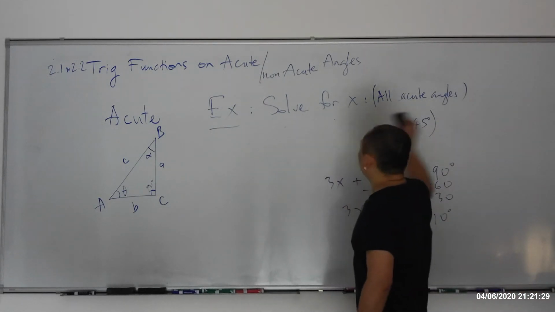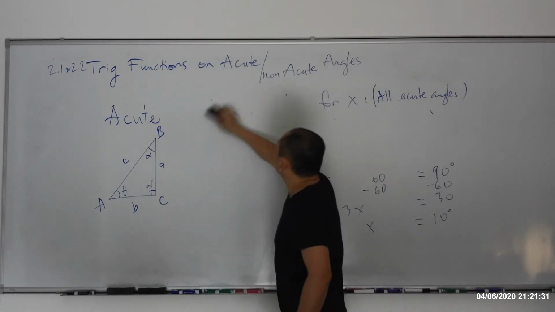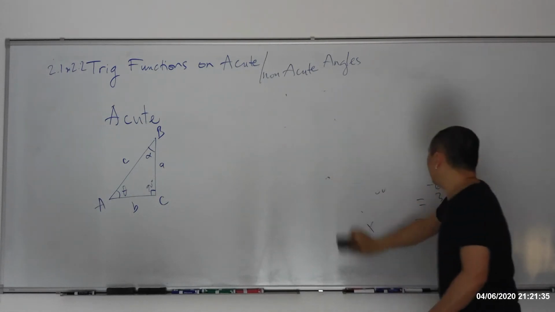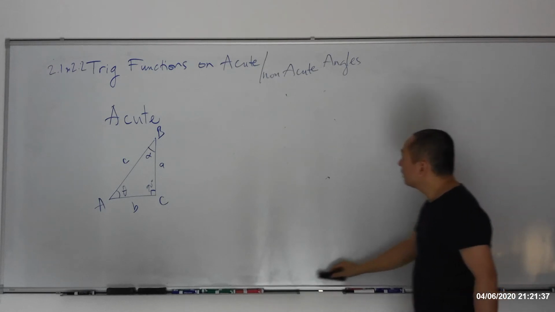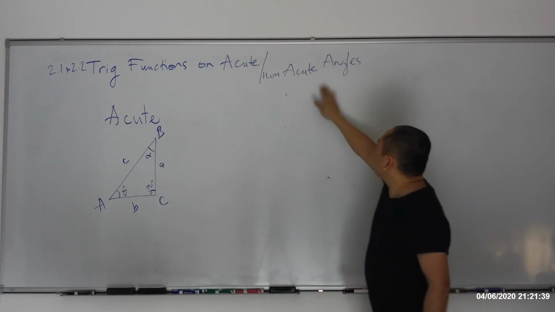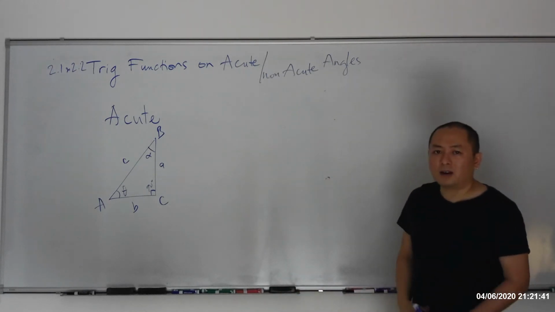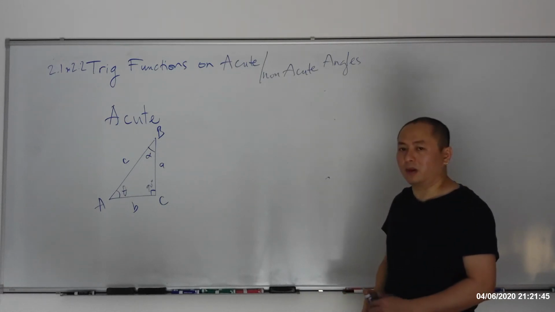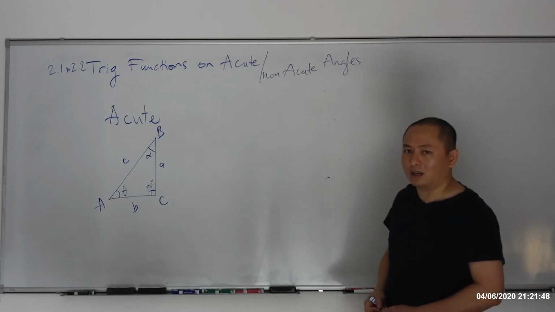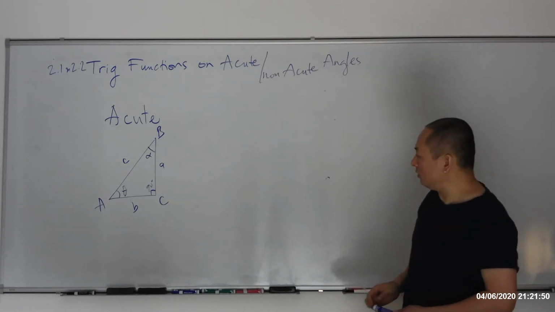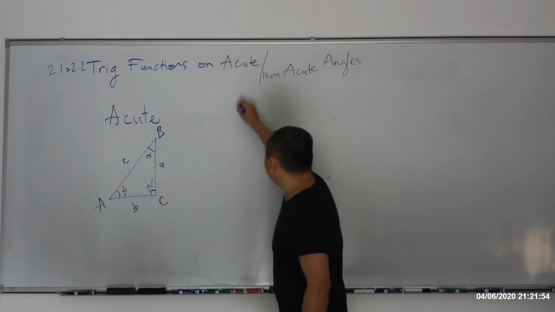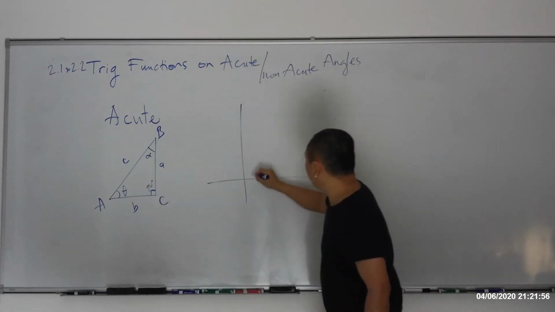Now, let's move on to the next section, 2.2. Instead of talking about trig functions on the acute angles, we extend the concept to trig functions on non-acute angles. And what do we mean by non-acute? Those angles that are bigger than 90 degrees. Could be in quadrant number 2, quadrant number 3, or quadrant number 4. So we're going to put that triangle into the xy coordinate plane.